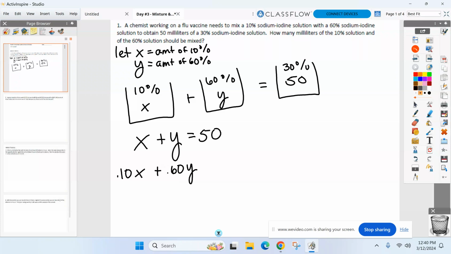Good so far? Okay, here's where I got to harp on, because something in the brain, I guess, malfunctions when we get to this side. Do the same exact thing we just did over here. 30%, how do you write it? Don't leave it like that. Times how much you have. How much do I have of the 30%? Guys, that's what I just did over here, right? 10% times how much I have, 60% times how much I have, 30% times how much I have.